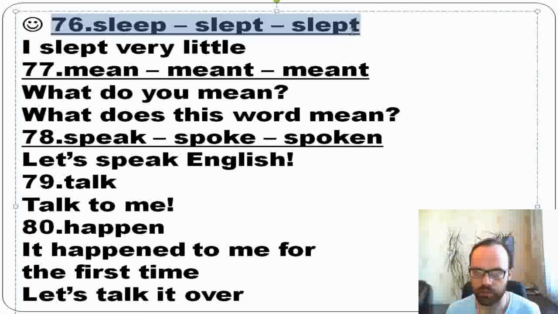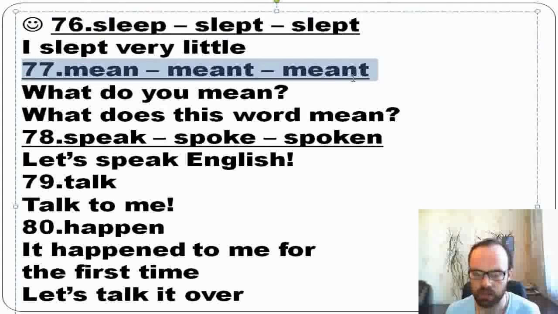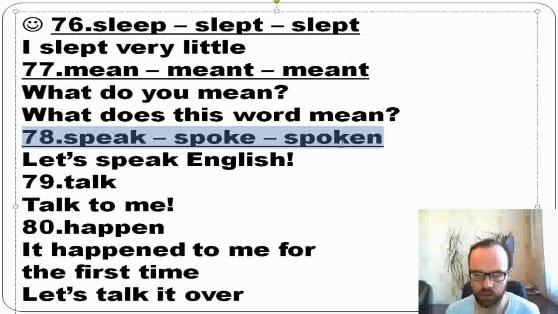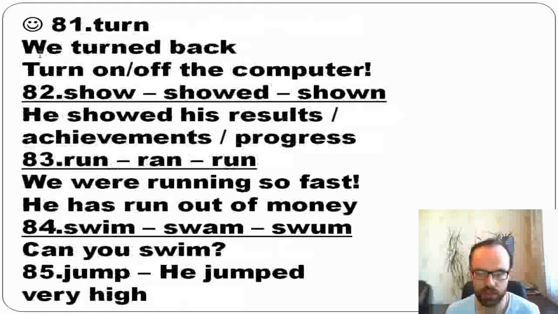Sleep, slept, slept. I slept very little. Mean, meant, meant. What do you mean? What does this word mean? Speak, spoke, spoken. Let's speak English. Talk. Talk to me. Happen. It happened to me for the first time. Let's talk it over. It means let's discuss it.